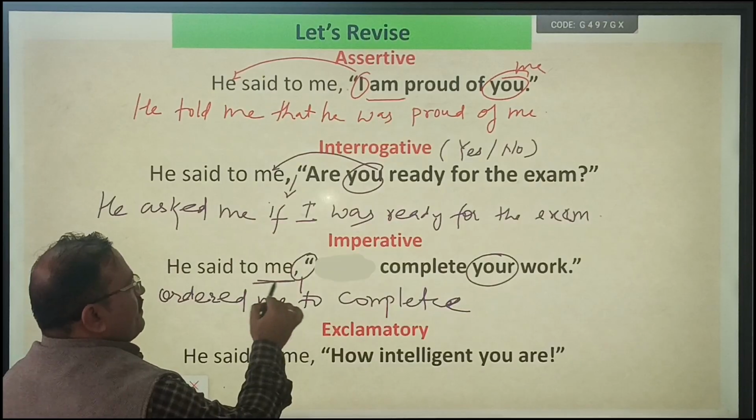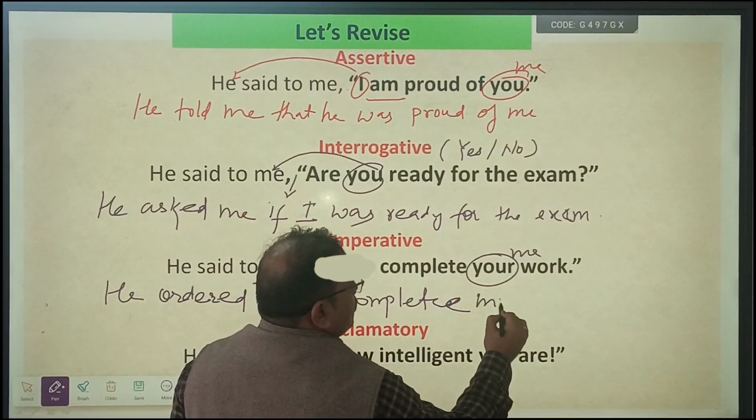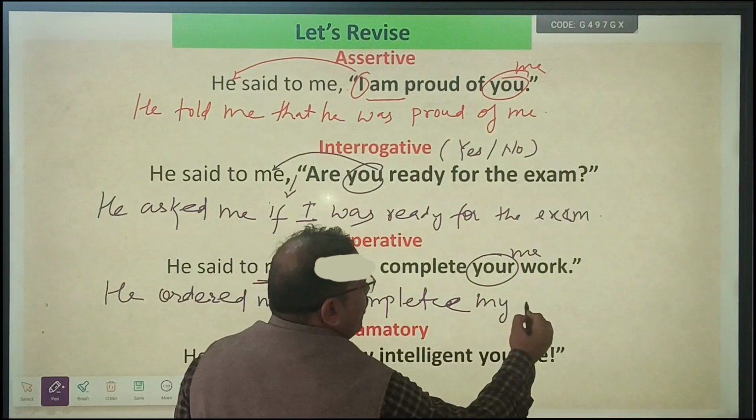Remember, to complete your, a second person will be changed by object. Object is what? Me. Possessive of me is my work.